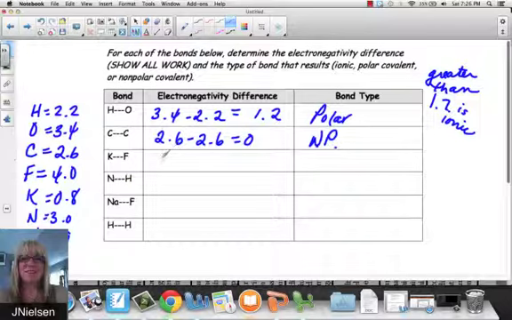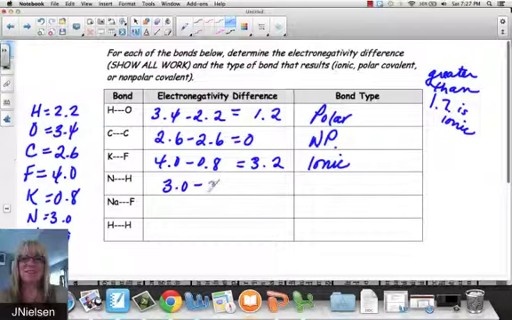And then we've got K and F. F is 4, and K is 0.8, which is going to give us 3.2. So that's definitely going to be ionic. Makes sense, it's a metal and a nonmetal. N is 3, and H is 2.2. So this is going to be 1.8. So this is going to be polar.